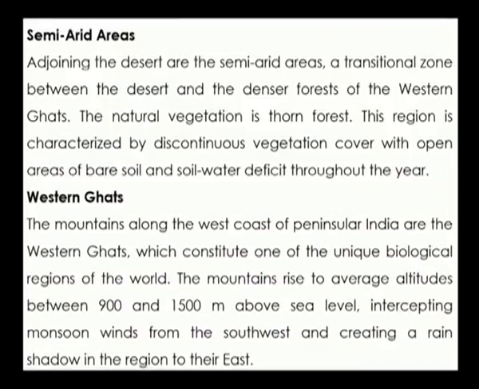Then you have the Western Ghats. The mountains along the west coast of peninsular India are the Western Ghats, which constitute one of the unique biological regions of the world. These mountains rise to an average altitude between 900 to 1,500 meters above sea level, intercepting monsoon winds from the southwest and creating a rain shadow in the region to their east.